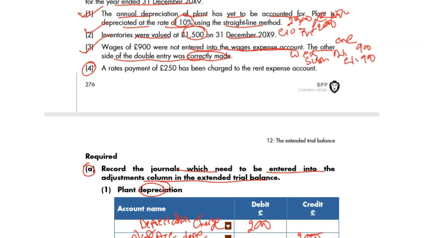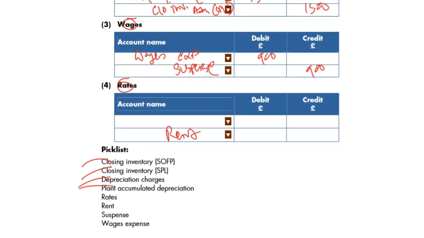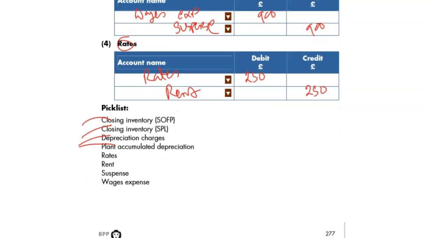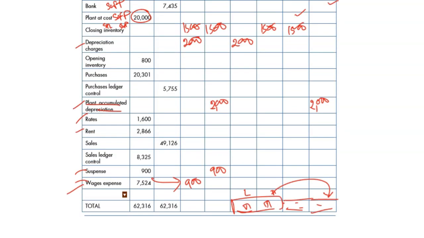Number 4. Rates payment 250 has been charged to the rent expense, so we need to minus it from rent and plus it to rates, doesn't it? So minus rent means rent credit, doesn't it? And rates plus means rates debit. That's what we've got to do. 250 rent credit and 250 rates debit. Let's take these two into our extended trial balance. Rates debit 250 and rent credit 250.